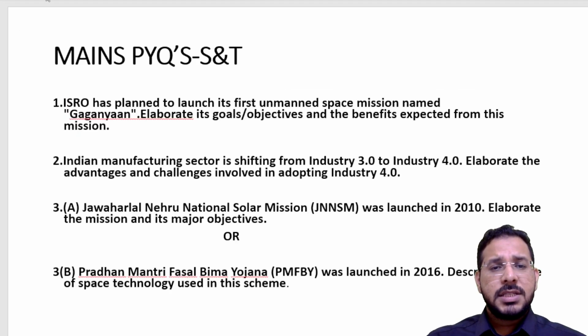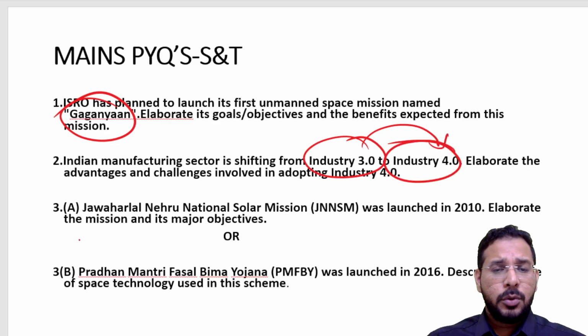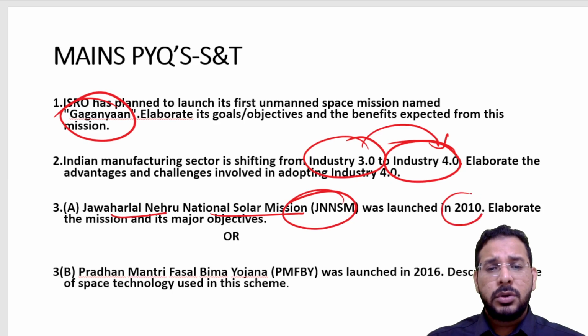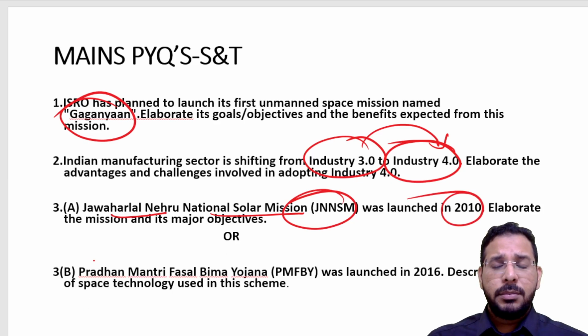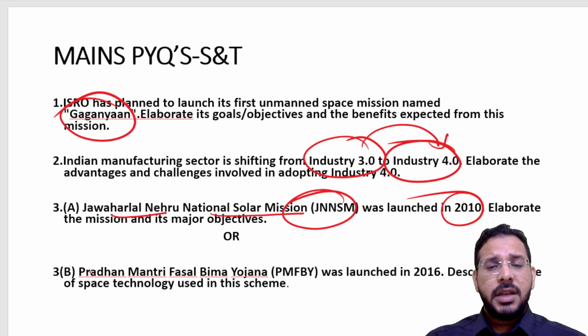In mains, questions have been asked on Gaganyaan mission, and industry transition between industry 3.0 to 4.0. So manufacturing sector, how it is important in that. Then a question on Jawaharlal Nehru National Solar Mission, which was launched in 2010, on missions. Because of this, studying of missions is very important. Schemes, policies, and different missions of the government is very important.